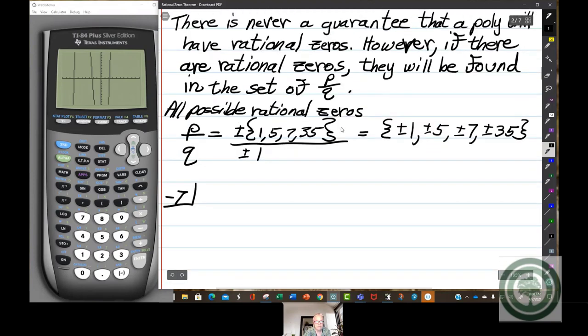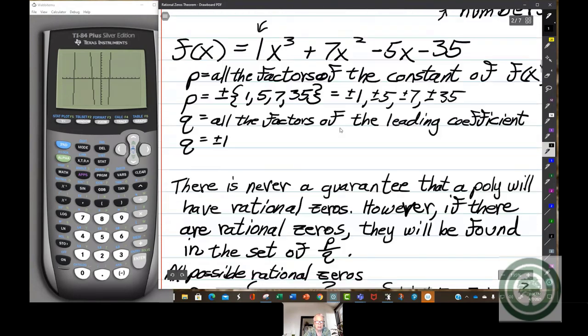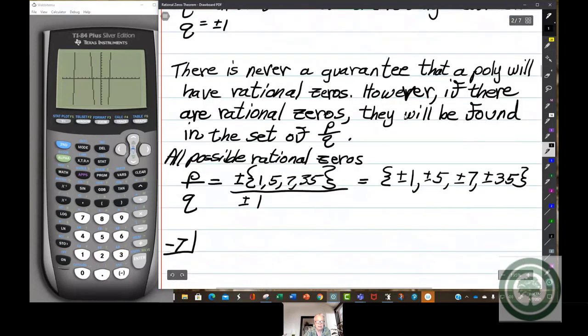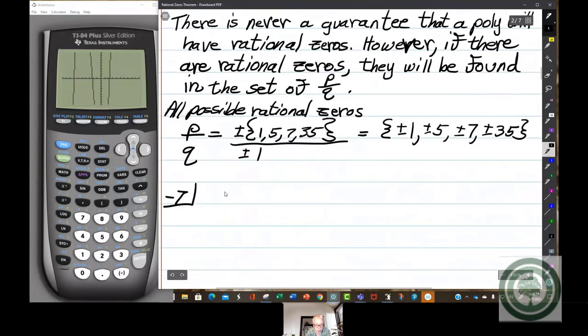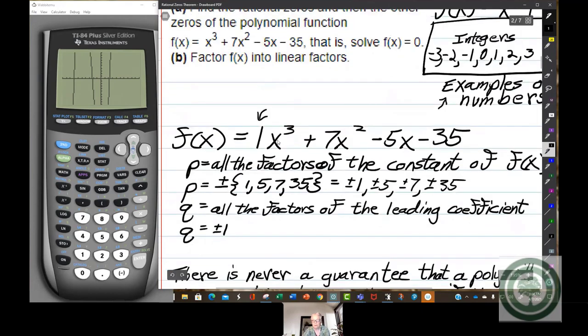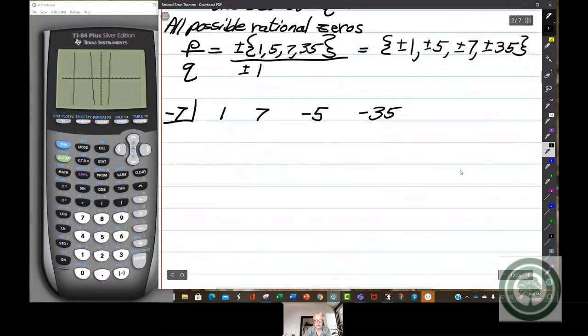Now I'm going to write the coefficients. 1, 7, negative 5, negative 35. Notice that I have all my terms. I have a third degree, second degree, first degree, zero degree terms. So I've got all of the terms accounted for. I don't have to put in a placeholder. I skip a line, draw a line.